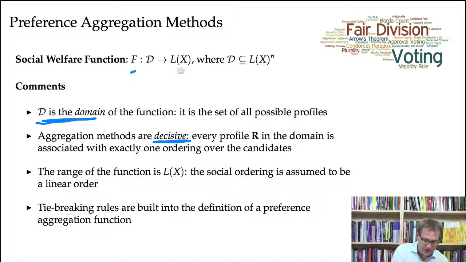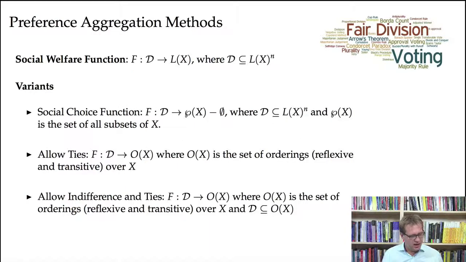Note that the way I have it set up here is that the range of the function is L of x. The social orderings are assumed to be linear orderings over the set of candidates. And basically what I'm assuming here is that we can build in any tie-breaking rule that we impose into the definition of the function. But we can vary some of these assumptions.